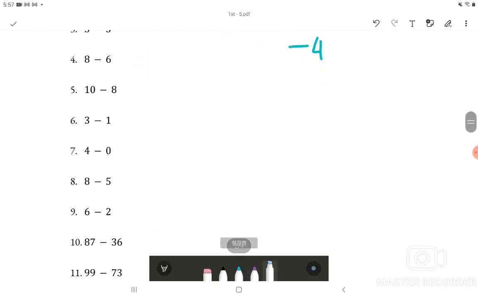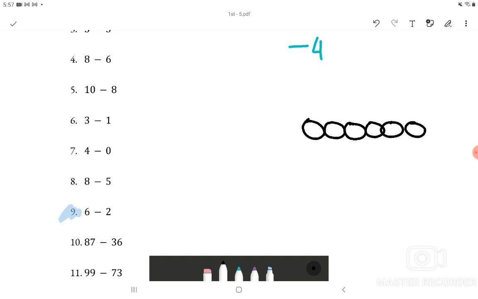Let's try number 9. The next method that I'm going to use is something that we haven't used before, and it's using circles. There are 1, 2, 3, 4, 5, 6 circles in total, and we're going to subtract the 2 from it. 1, 2. And when we count the left circles, there are 4. So we know that the answer for 9, which is 6 minus 2, is equal to 4.